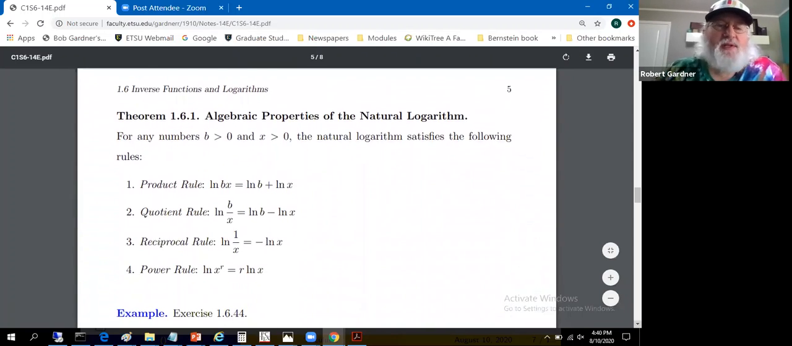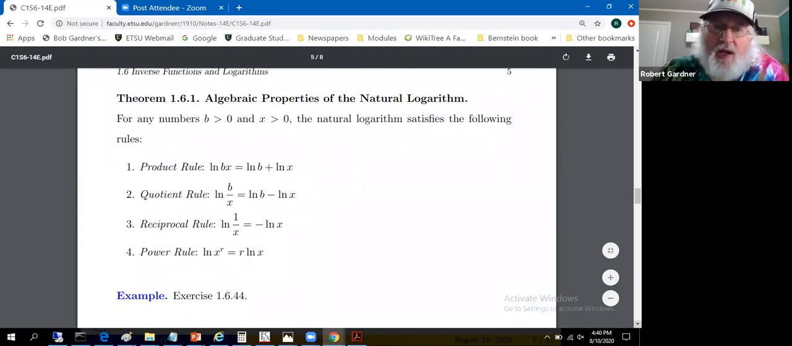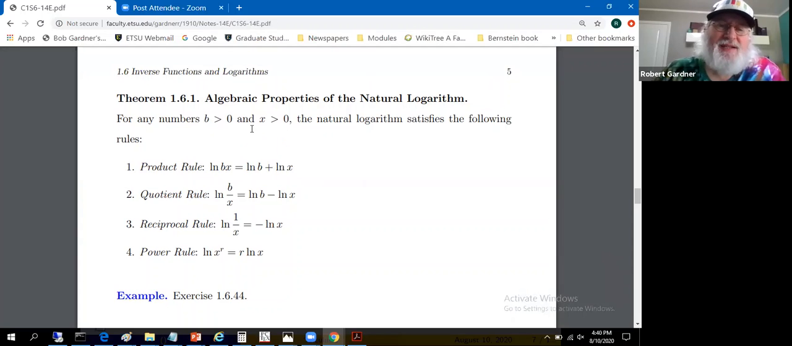Some algebraic properties of natural logs, and as we'll see of all log functions, is if we take any positive numbers, b and x, they didn't use a and b, they used b and x. They've got their reasons. These properties will be established somewhere deeper in the book. These are not new things to you, though. You're used to seeing this kind of behavior for log functions. The log of b times x is the log of b plus the log of x. So the log of the product is the sum of the logarithms. The log of b divided by x is the log of b minus the log of x. The log of the quotient is the difference of the logs. The log of 1 over x is negative log x.